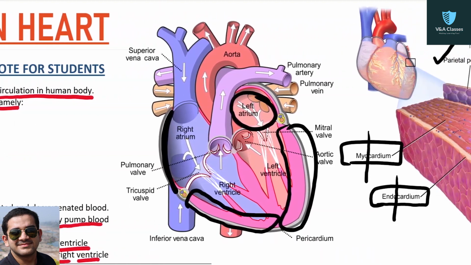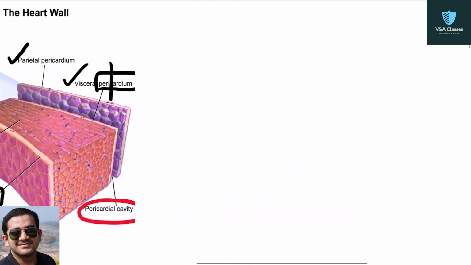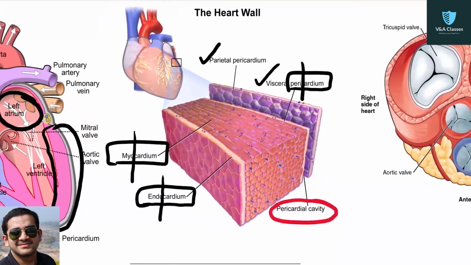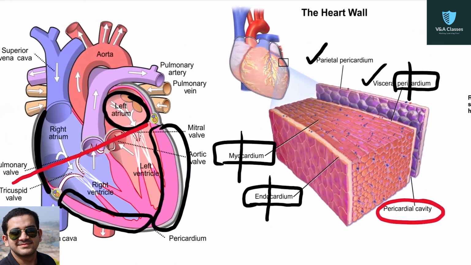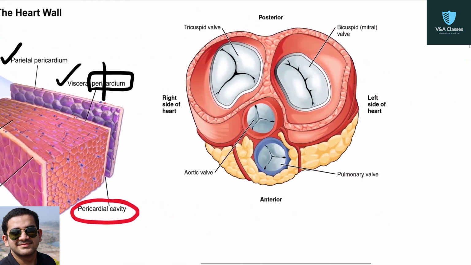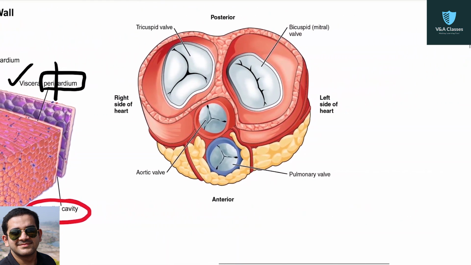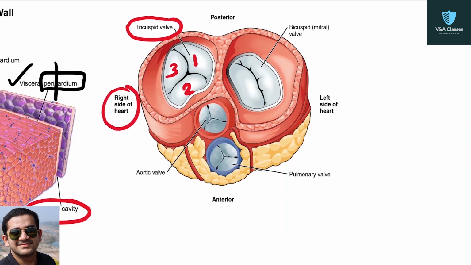Okay, so to understand this point, let's look at this diagram. What we have done is we have cut this heart between the atrium and ventricle and we are looking from above. When we look from above, we can see three cusps, 1, 2 and 3. Three cusps. That is why this valve between the right atrium and right ventricle, on the right side of the heart, is called the tricuspid valve.